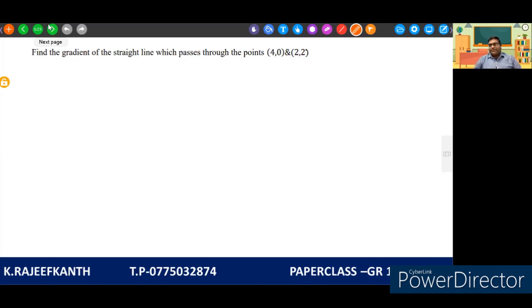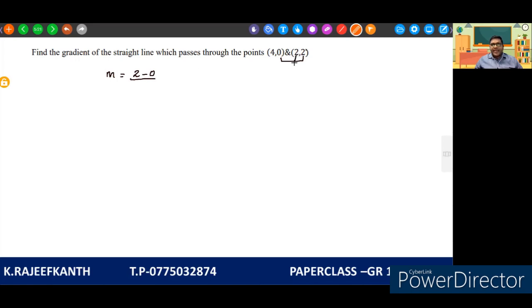So now we have to find the gradient of this straight line which passes through the points (4, 0) and (2, 2). Then gradient is equal to (y1 minus y2) over (x1 minus x2). That means the difference of y coordinates of 2 points over the difference of x coordinates. Then here m is equal to the difference of y coordinates, 2 minus 0.